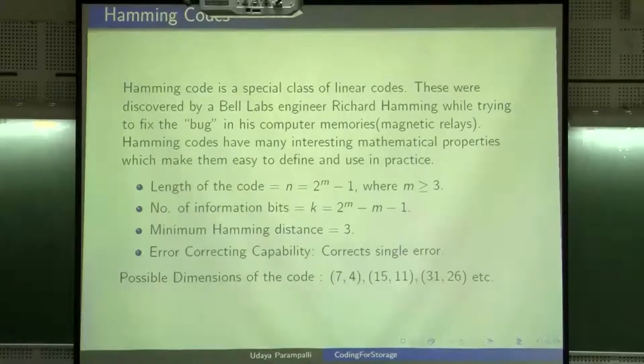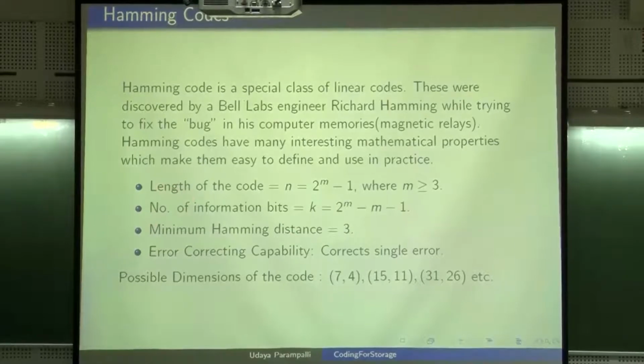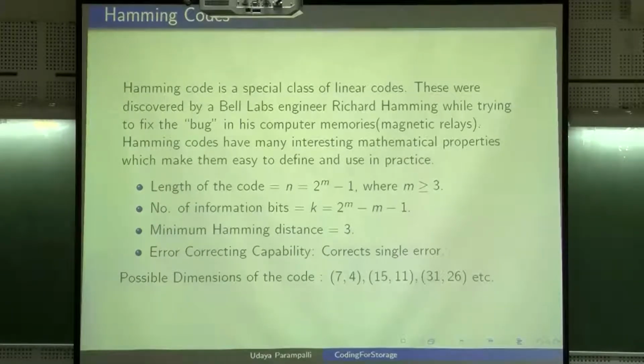Whereas in the last 10 years before, coding theory was mainly to meet Shannon's limit, and that is for communication. So we come back to this again. Hamming codes have many interesting properties. We will now look at them in a little more general way in this talk. Okay. So let's take the length of the code. Normally, what are the parameters of this code? Again, I'll come back to that.